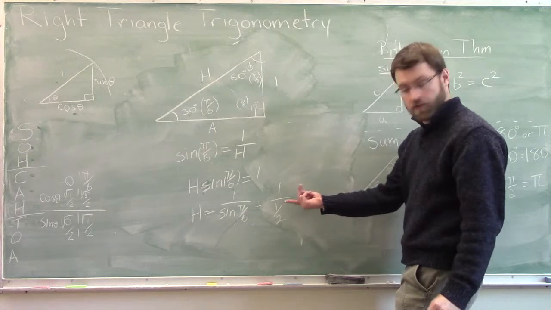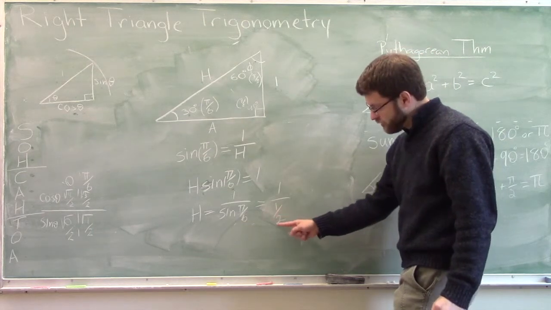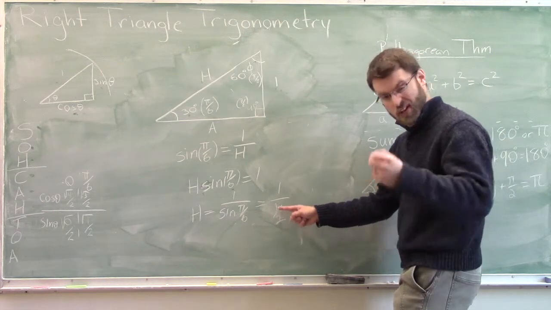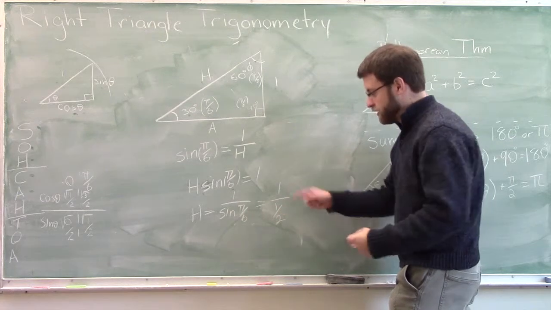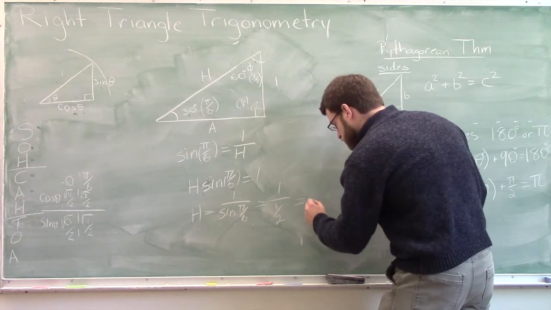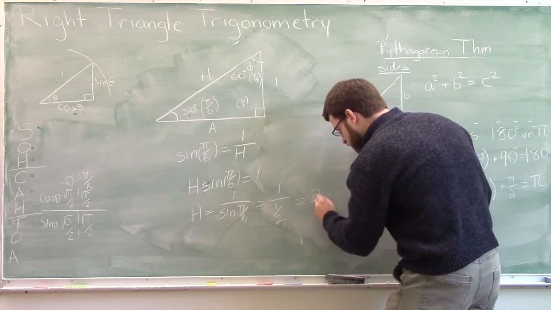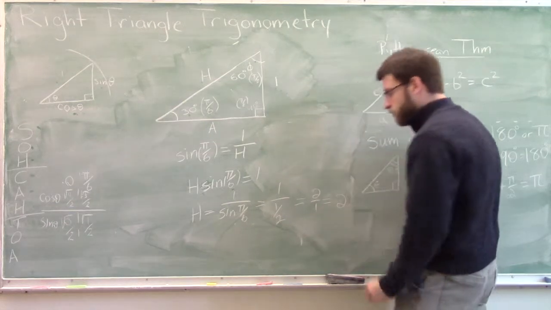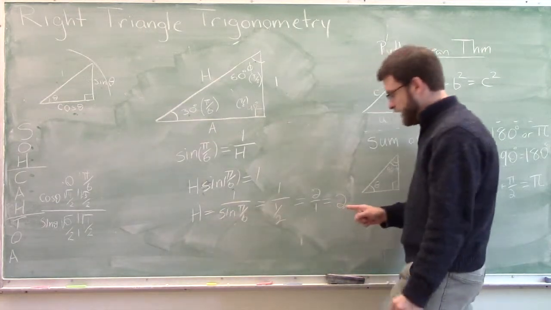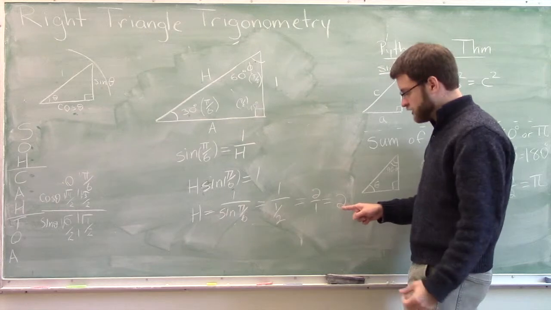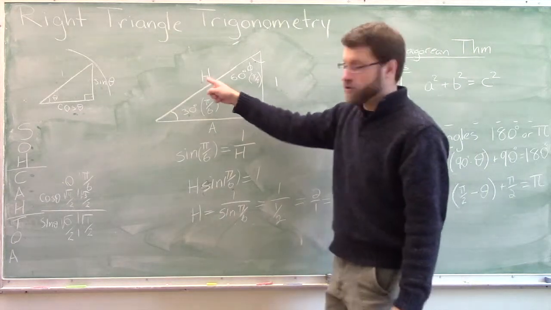If you want to simplify that fraction, you can bring this 2 from the denominator of the denominator into the numerator. So this looks like 2 divided by 1, which is just 2. So the value of h, using this trig function, we find that it's equal to 2. The hypotenuse here is 2.